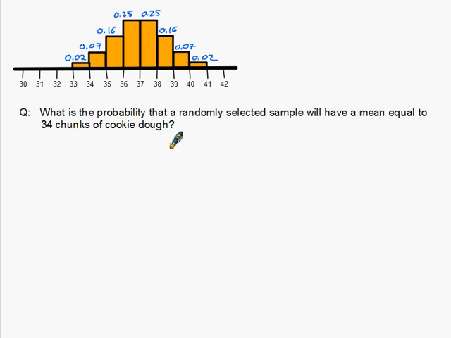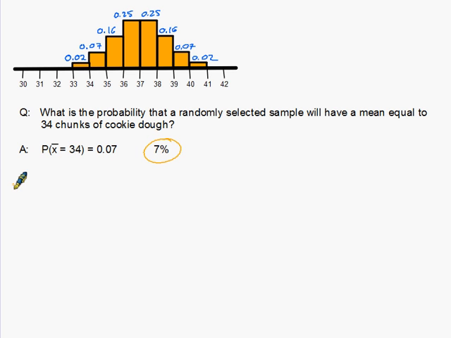what is the probability that a randomly selected sample will have a mean equal to 34 chunks of cookie dough? Well, 34 is this interval right here, so you can already see the answer is going to be 7, the way you'd write this out. Probability of the sample mean, x bar, equaling 34, 7%, and we have our answer of 7%.